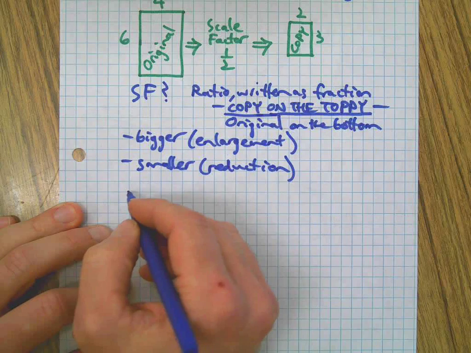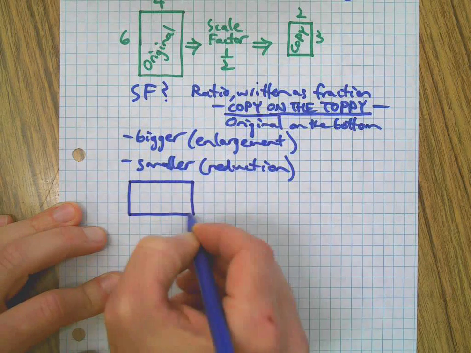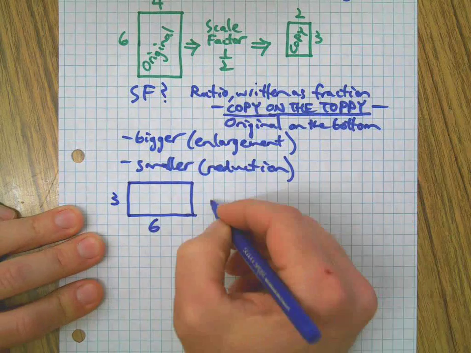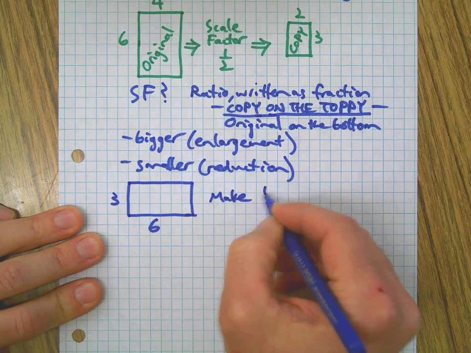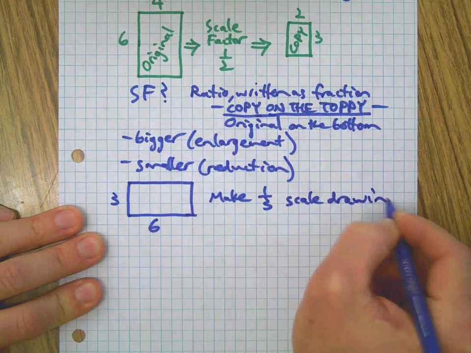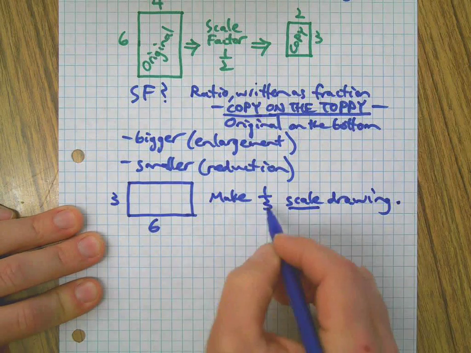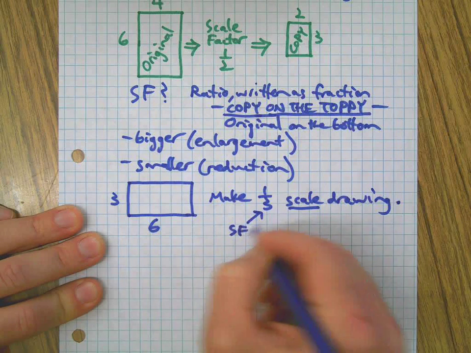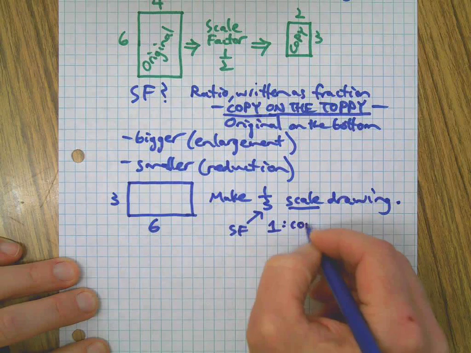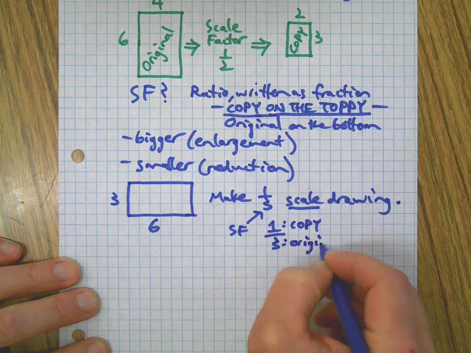Let's say you have a problem that looks like this. We've got a rectangle. It's 6 units wide, 3 units tall. And it says make a 1/3 scale drawing. Okay, so when you see the word scale, drawing, stuff like this going on, the fraction is more than a fraction. That's your scale factor. And the 1 means something and the 3 means something. In this case, the 1 is the copy, because that's on the toppy, and the 3 is the original.